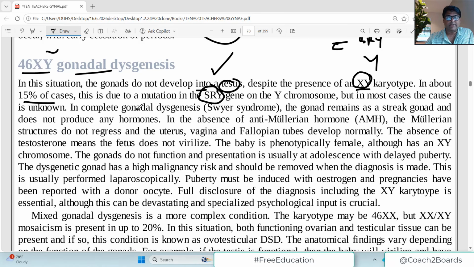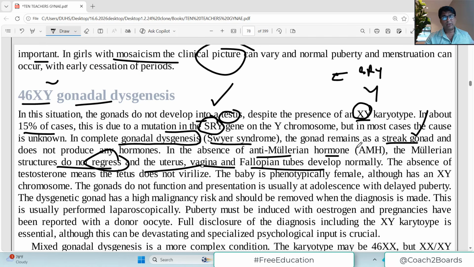Complete gonadal dysgenesis, अगर बिल्कुल ही gonad develop नहीं हुए, which is also called Swyer syndrome, the gonad remains as a streak, जैसे streak ovaries की भी हमने बात की थी, and they do not produce hormone. In the absence of anti-Mullerian hormone, the Mullerian structures do not regress, and uterus and vagina and fallopian tubes may develop. ये आपको याद है ना, आप अगर मेरे earlier chapters देखेंगे, so actually पहला chapter ये था anatomy development के how does it happen.